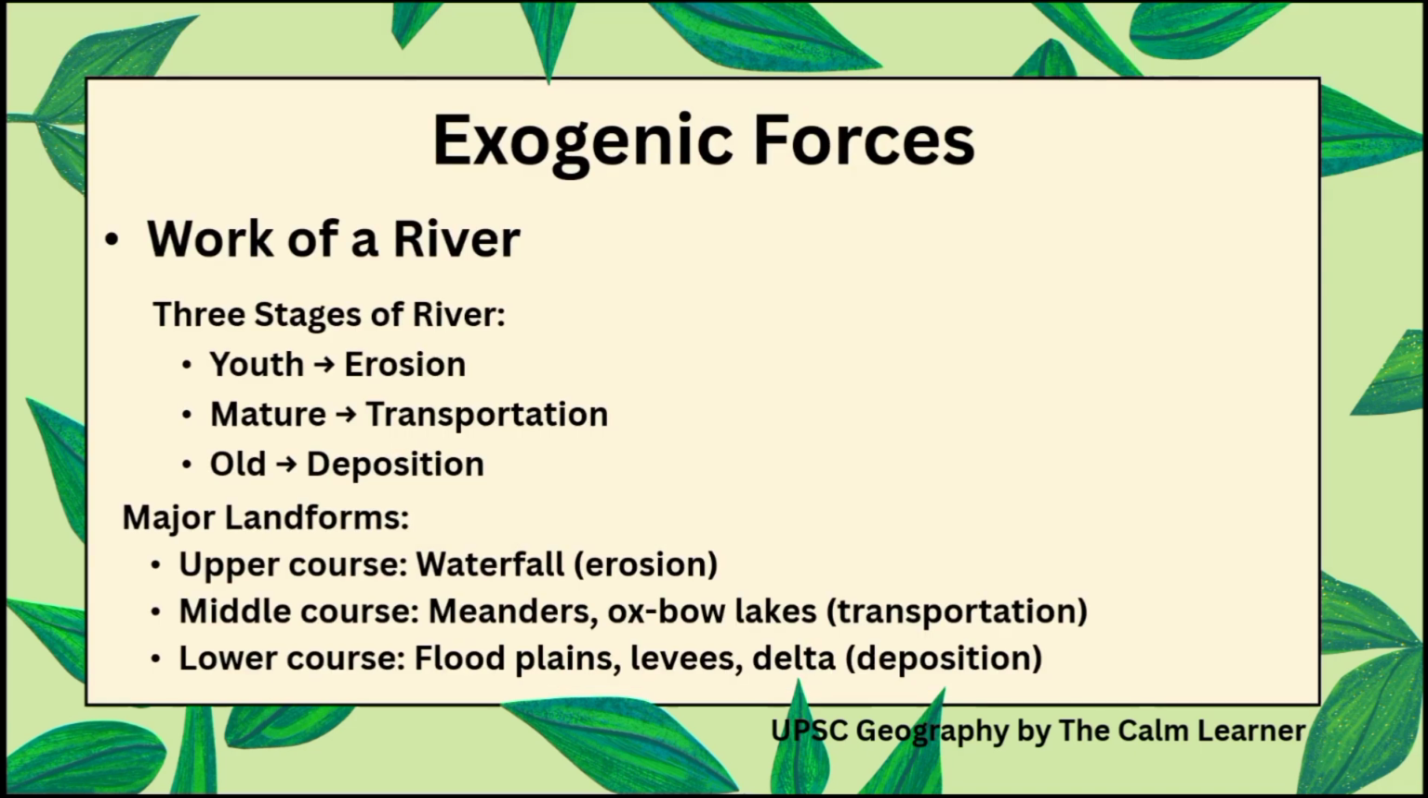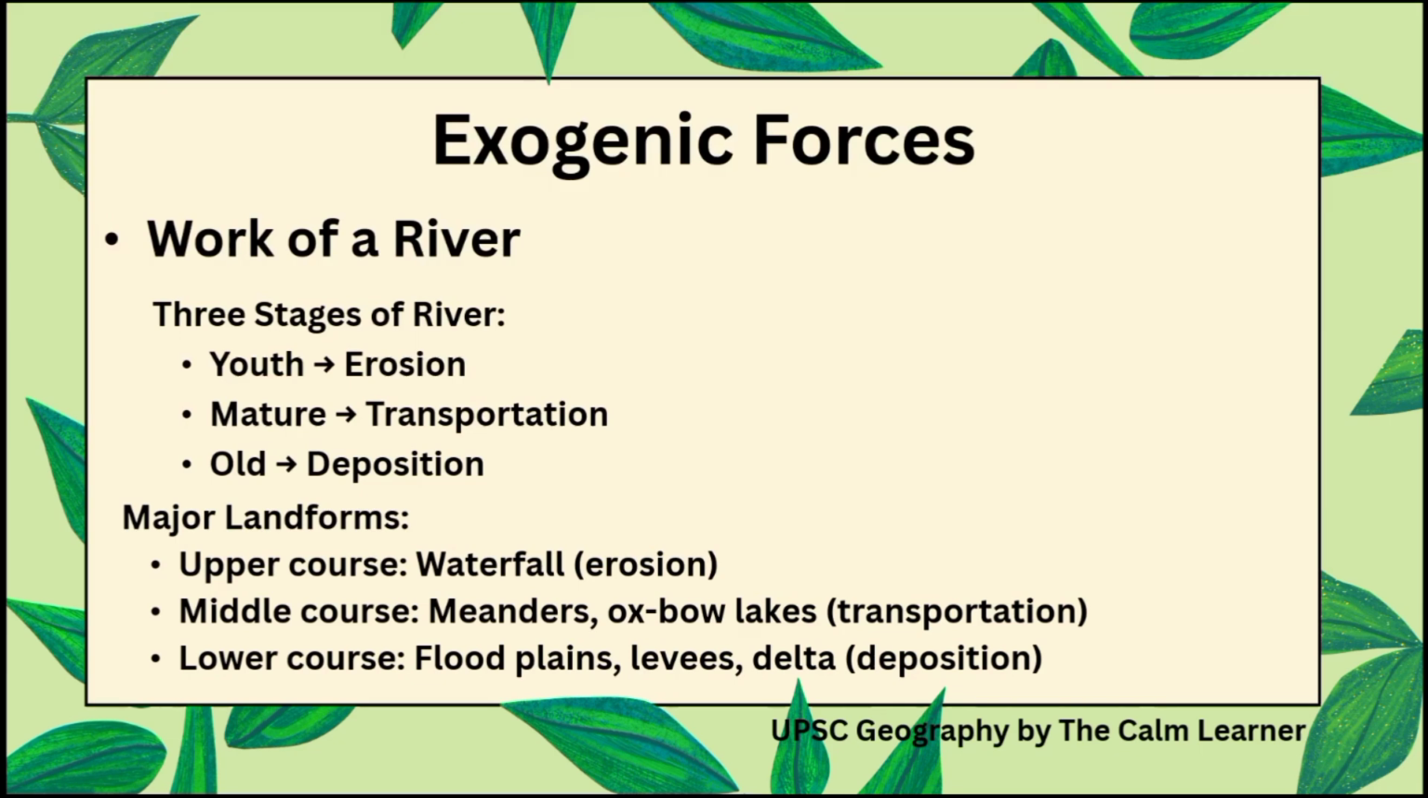Now let us understand the work of a river as an important exogenic force. So, a river shapes the land as it flows from mountains to the sea. Based on its journey, the river has three main stages. In the youth stage, the river flows very fast and mainly causes erosion. In the mature stage, the river slows down slightly and focuses on transportation of materials. In the old stage, the river flows very slowly and mainly causes deposition.